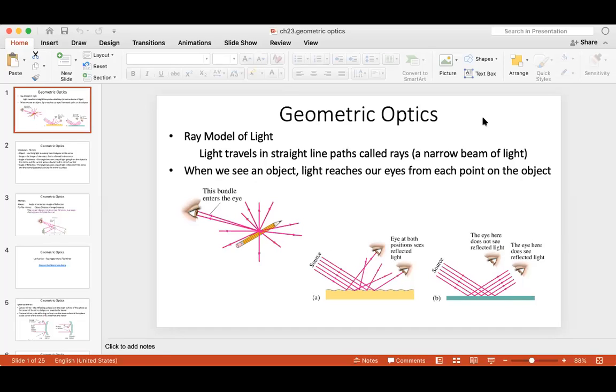So how it goes into our eyes is it reflects the light from whatever the light source is, reflects off the object. And when it reflects off the object, some of that reflection goes into our eye, right?